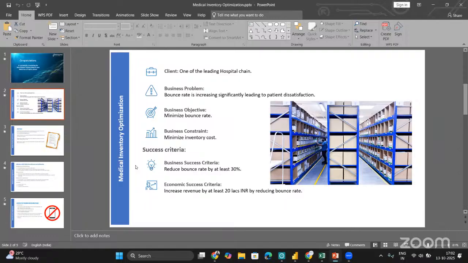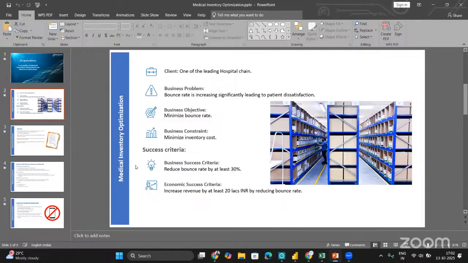Actually, the bounce rate means we have a hospital. In our hospital, patients are coming, and our doctors are diagnosing them, and whatever prescription our doctors give to them, they have to buy these medicines from our hospital, right? But the patients are coming to us, we are diagnosing them, but the patients are not buying medicines from our pharmacy, the medical shops which are inside our hospitals.